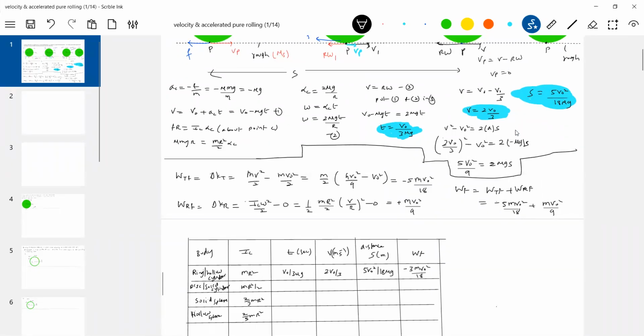So what is this now? Mr square, alpha will be 2 mu g. Omega you got 2 mu gt. I think from here the 2 will not come, no? So time taken, how much it will become? V naught by 2 mu g.